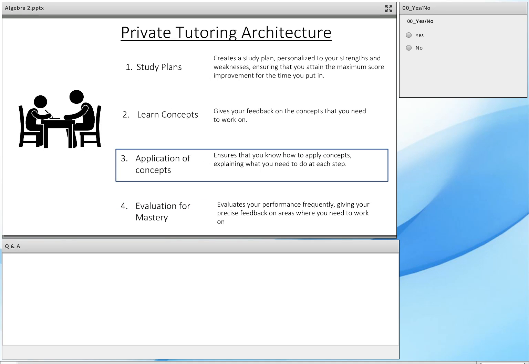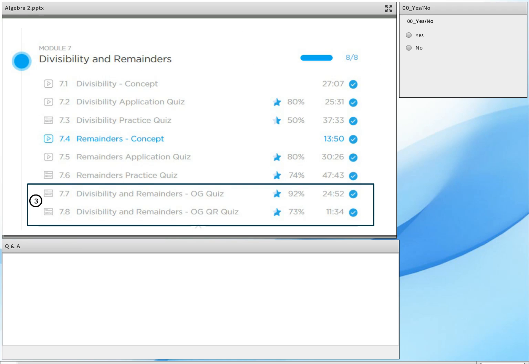Let's now talk about the application. After making sure that you've learned the concepts, a private tutor also teaches you how to apply those concepts. He tells you what you need to do in steps 1, 2, and 3. And not only that, a private tutor evaluates your ability to apply these concepts as well. Okay, let's take a look at the divisibility and remainders module.